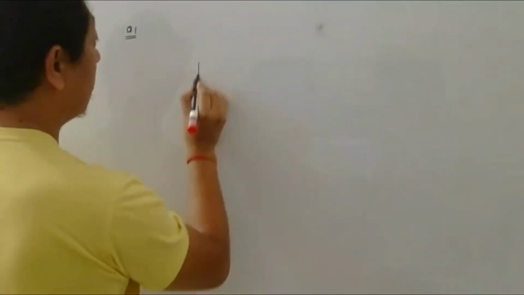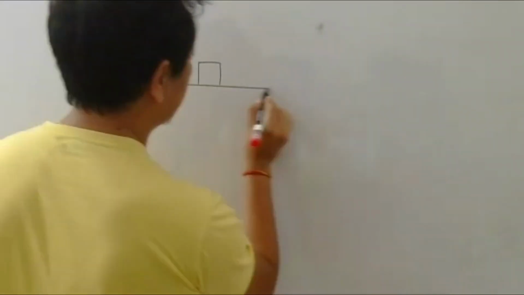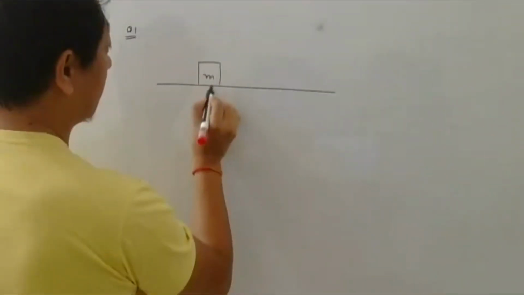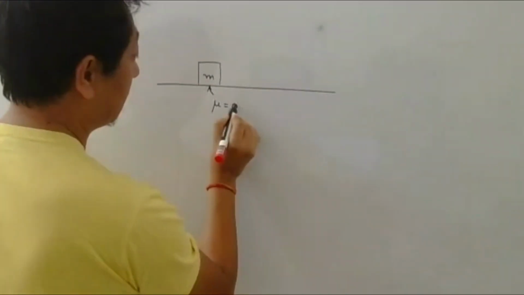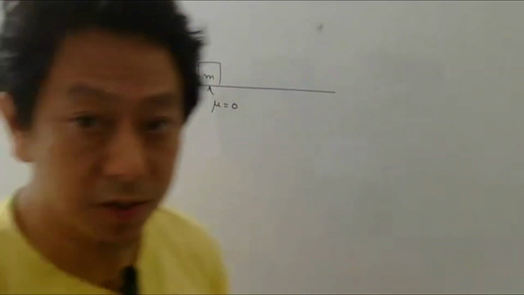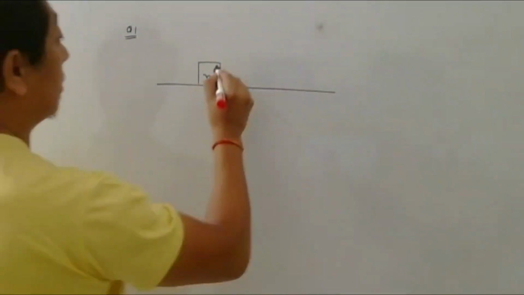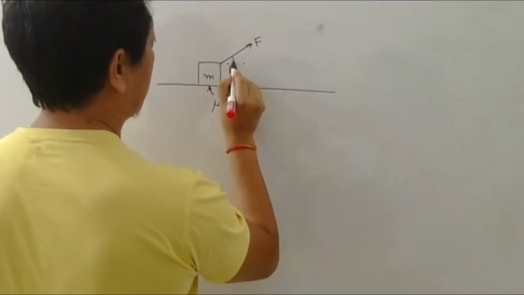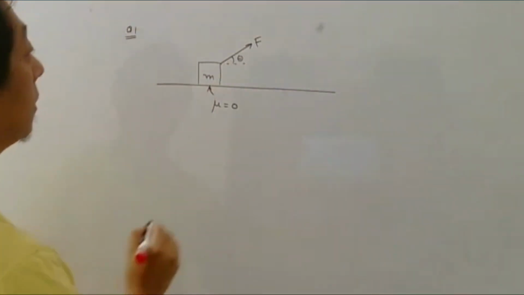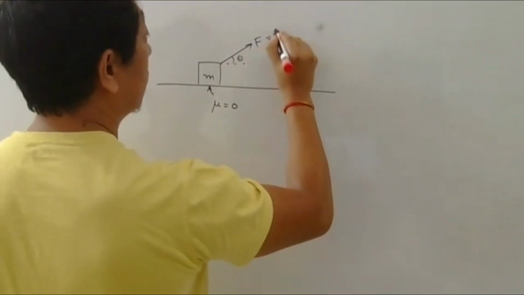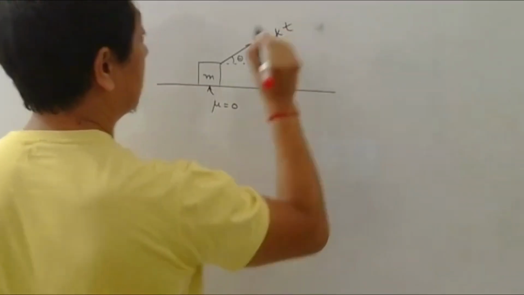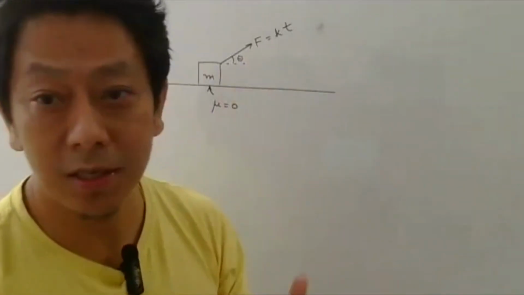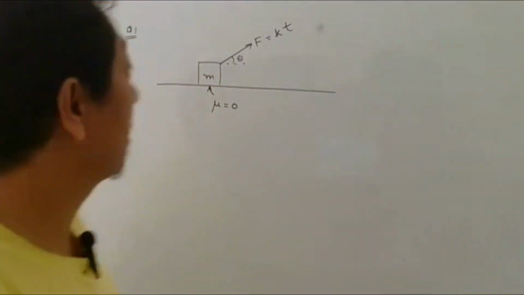The first question is, suppose I give you a block here on a surface. Start writing. The mass of the block is m and here there is no friction, so the coefficient of friction is 0, and you apply a force F at an angle theta, and that force is given to be equal to some constant times time. In other words, this force increases linearly with time.